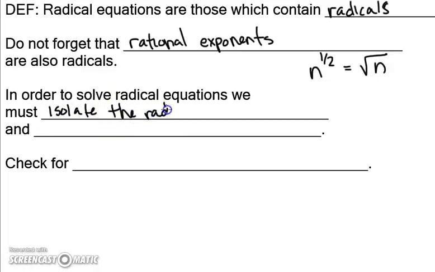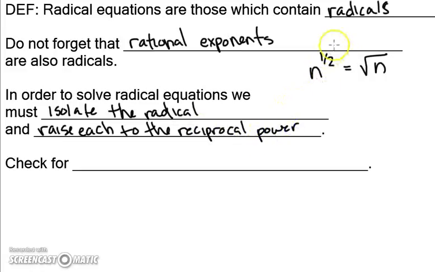So that means, get our radical by itself on one side. And then we want to raise each side to the reciprocal power. So if we think about the square root, its power is 1/2. The reciprocal would be 2, so in order to get rid of the square root, we have to square it. And then, last but not least, we want to check for extraneous solutions.